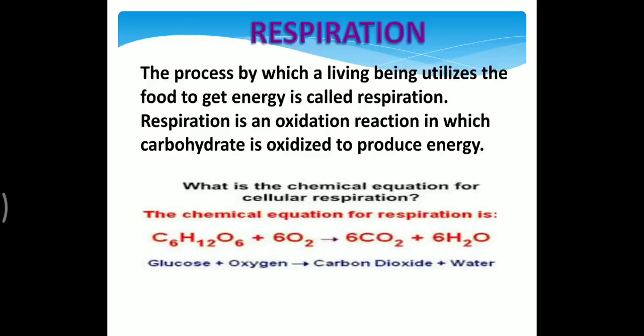What is the chemical equation for cellular respiration? C6H12O6. What is this? You remember? Glucose, produced in the process of photosynthesis. C6H12O6 plus 6 O2, 6 oxygen molecules react with it to give 6 carbon dioxide molecules plus water, and energy is released.